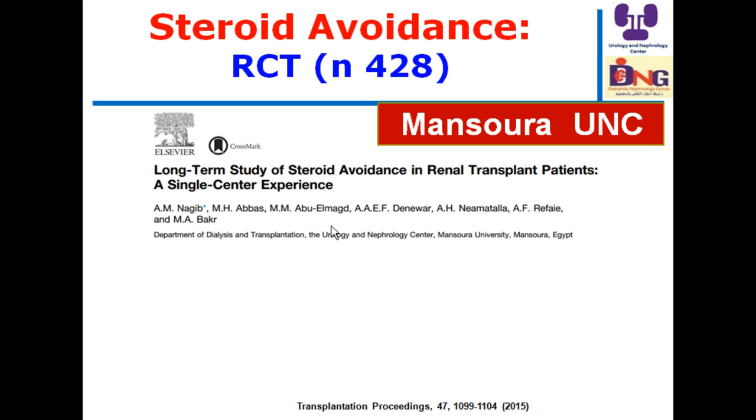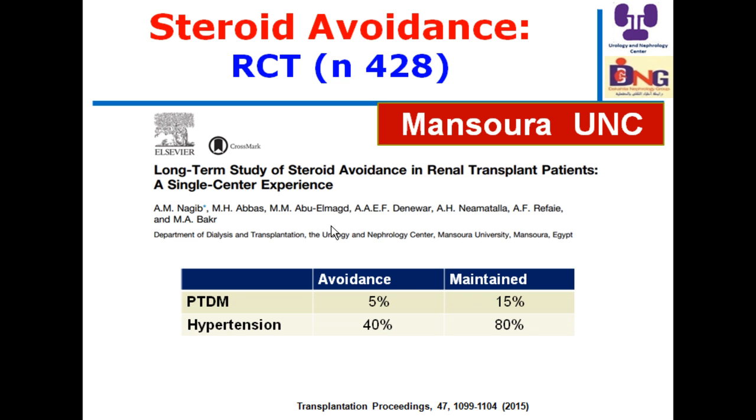This was very nice because steroid avoidance is associated with significantly lower risk of post-transplant diabetes and hypertension. So the risk of diabetes is reduced from 15% in patients who were maintained on steroid, versus avoiding steroid within the first week of transplantation, to 5% of diabetes.